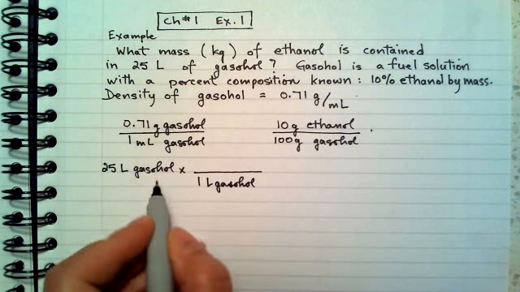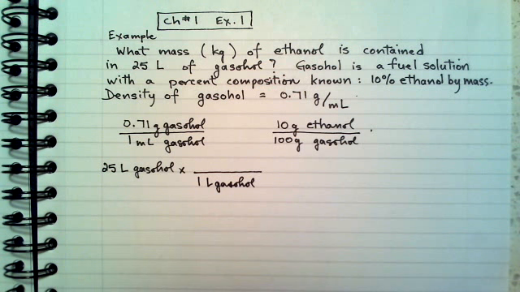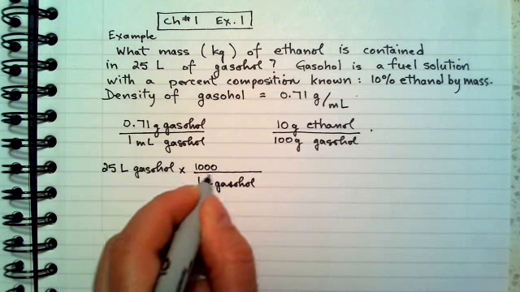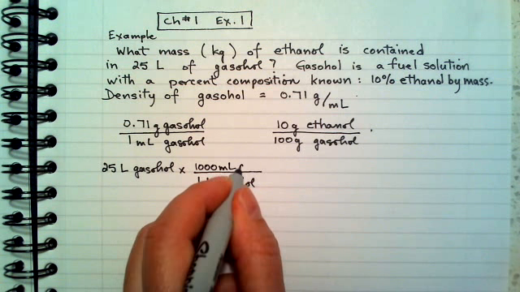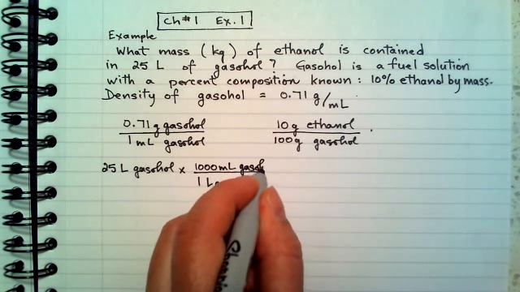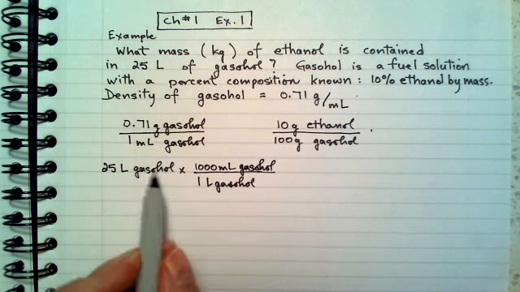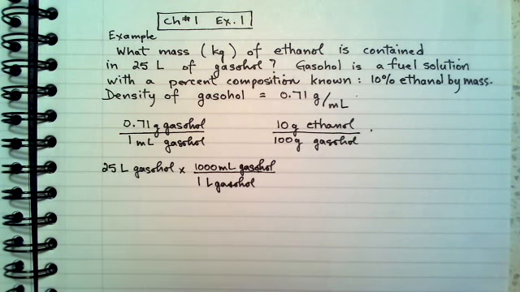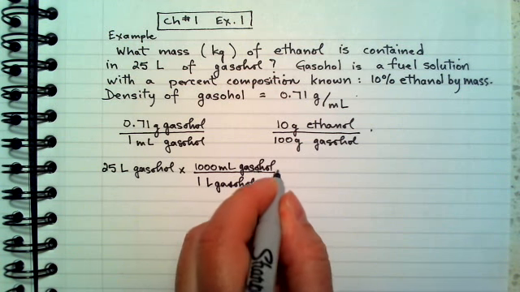These questions are good practice for how we write units. 1,000 mL per liter. Okay, so when I multiply these together, I'm effectively canceling liters of gasohol, and I'll get mL.